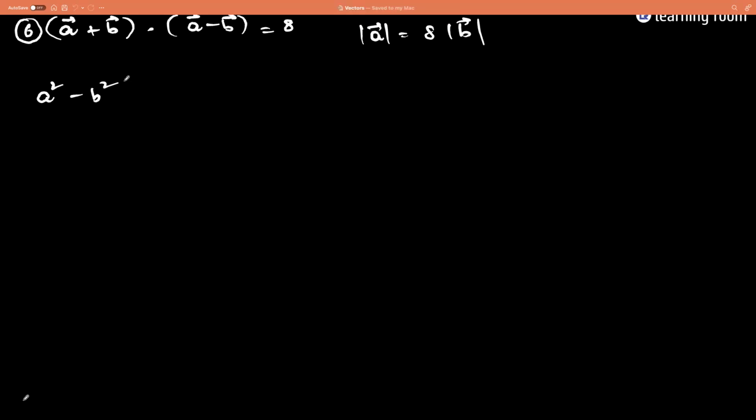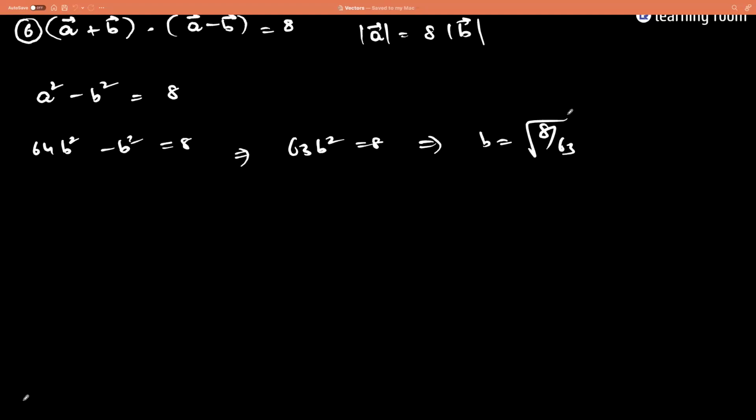Right, because what will happen in between, you will have A dot B minus A dot B, they'll get cancelled. So A square minus B square is equal to 8. Now you have A is equal to 8. Substitute. So A square will be 64, 64 minus B square is 8, which implies 63 B square is 8, which implies B will be the square root of 8 divided by 63. Take it, substitute in the place of A. Check the answer.